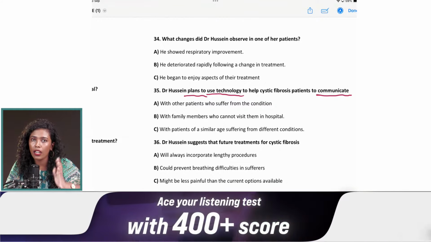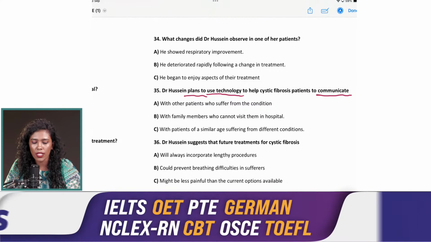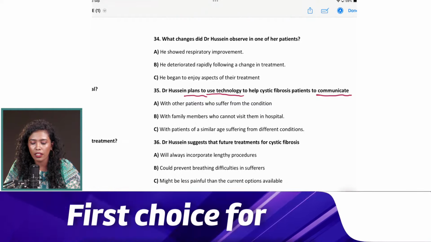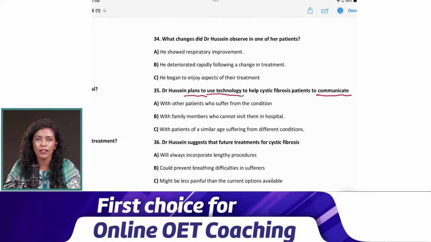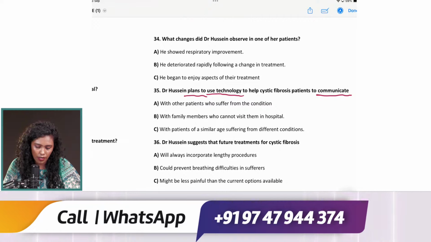So that's basically her way of attempting. Maybe if there is another doctor who is planning to use this particular technology, the doctor might be using the technology for something other than communication, maybe for another purpose. Okay, I hope that is clear for you. That is what I was trying to say over here.